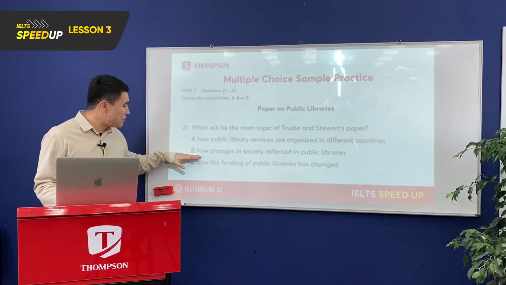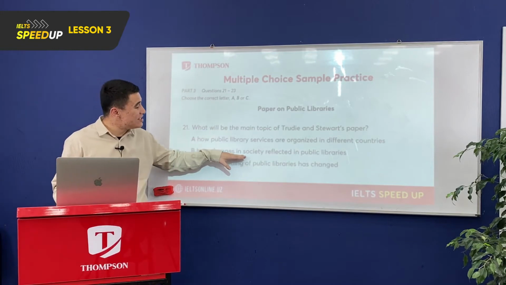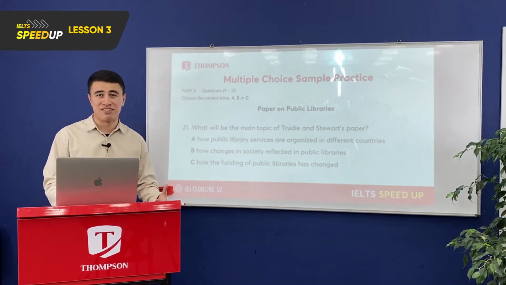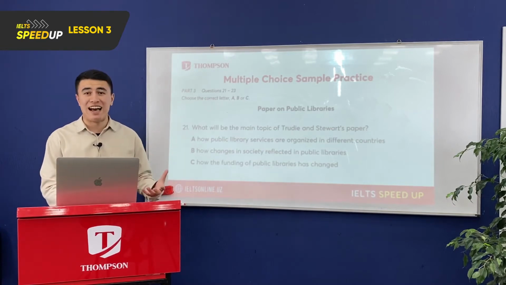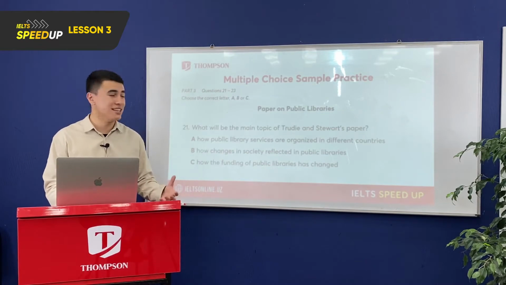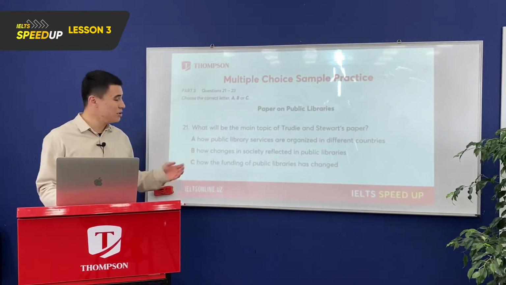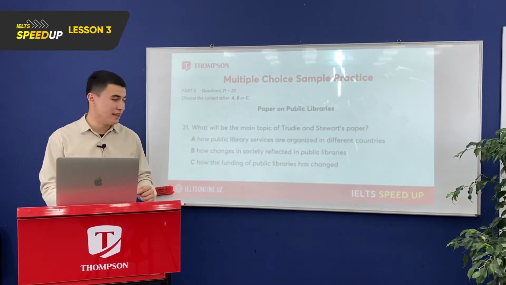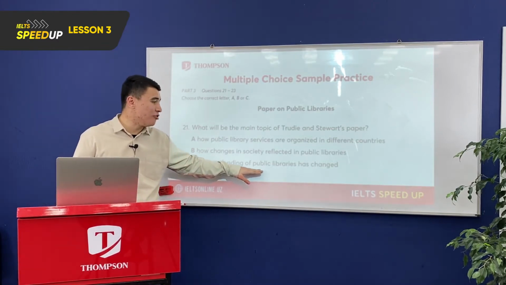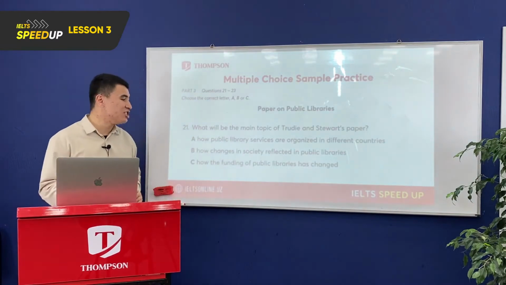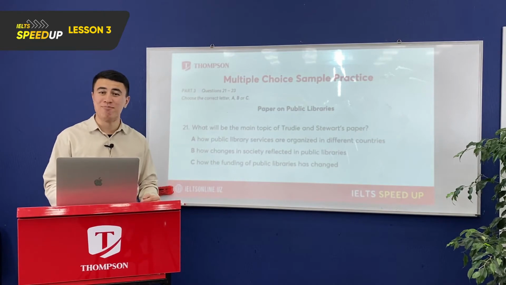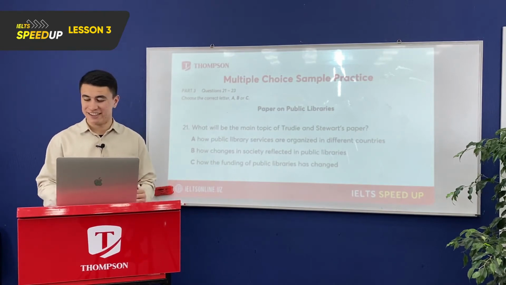So option B, how changes in society reflected in public libraries. So if they decide to focus on the influence of society on public libraries, you will choose option B. And the last option, how the funding of public libraries has changed. So funding is all about money. Okay, so let's start.